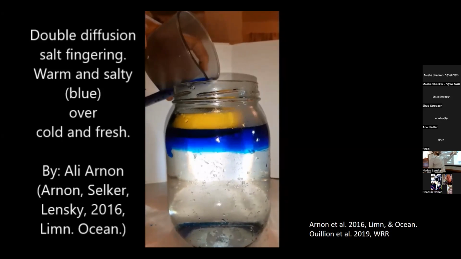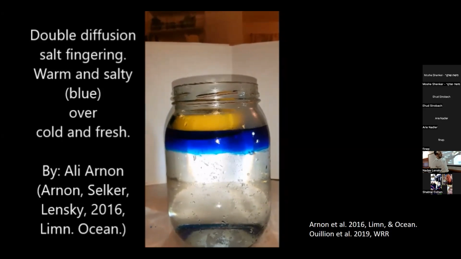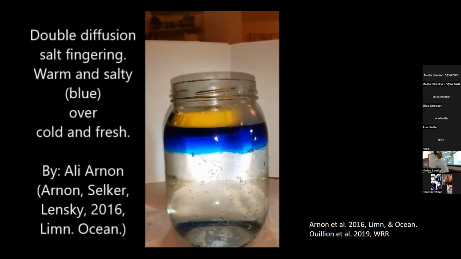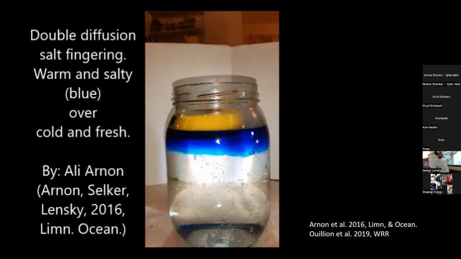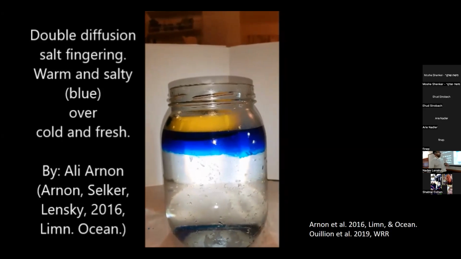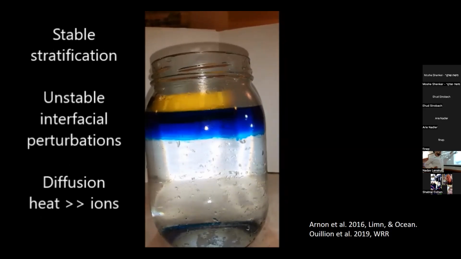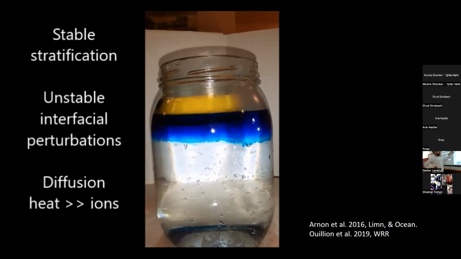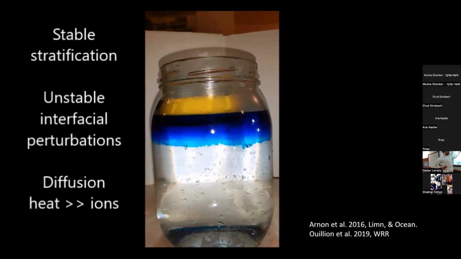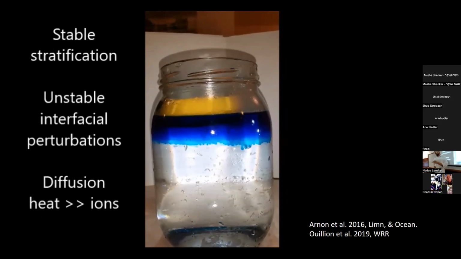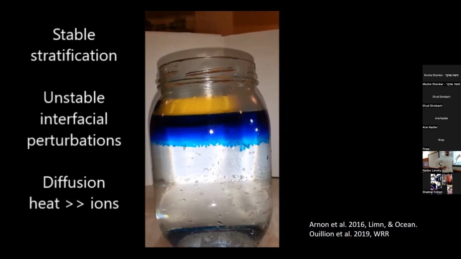To answer that, I will show you another experiment that the PhD student Ali Arnon was experimenting with at home. Same as here: food coloring, kosher salt, and so on. And you see the interface here, it's warm and salty over cold and fresh. Now the interface at the beginning was very, very stable. And now you will see that it becomes unstable.